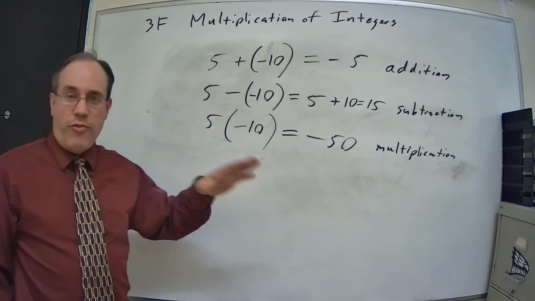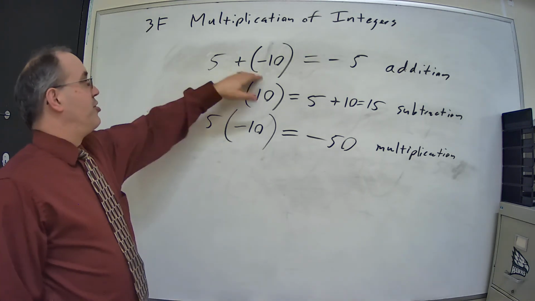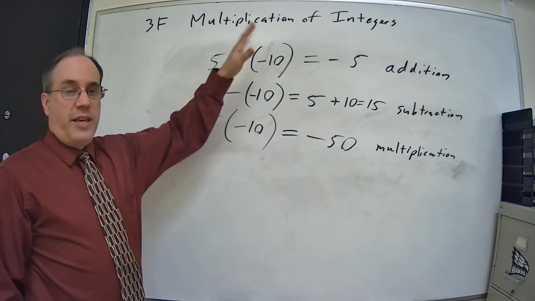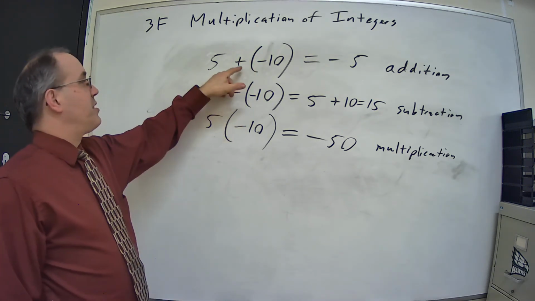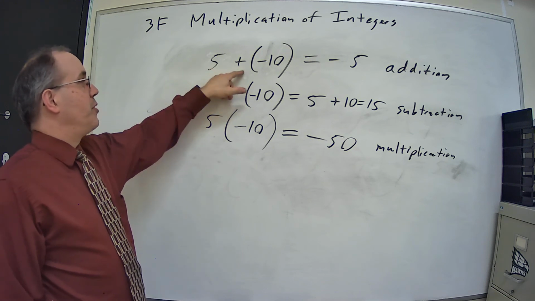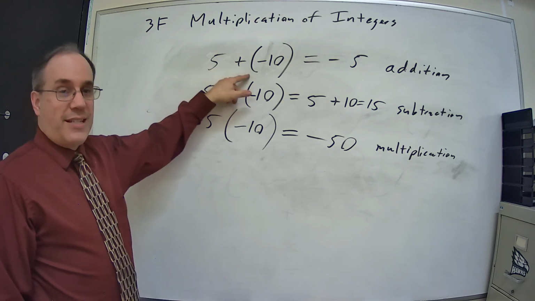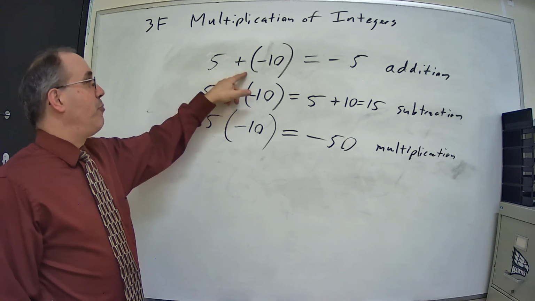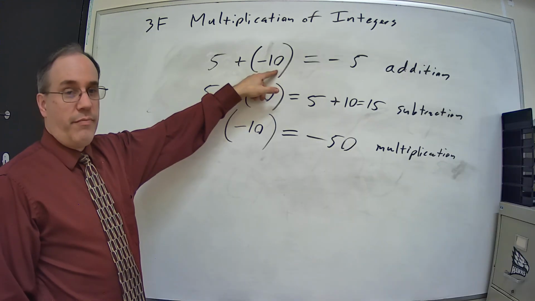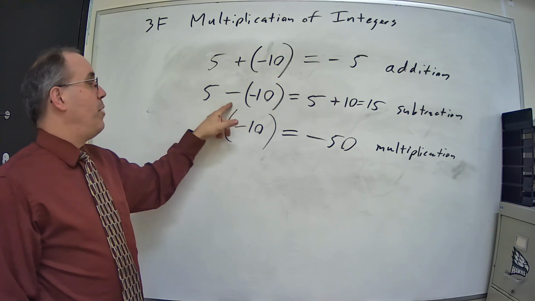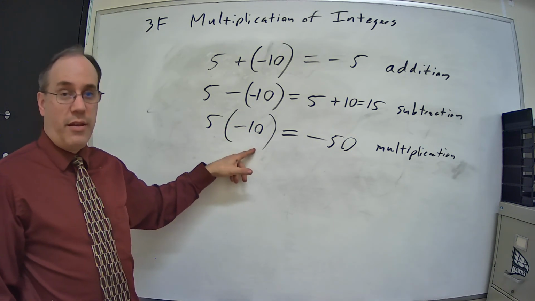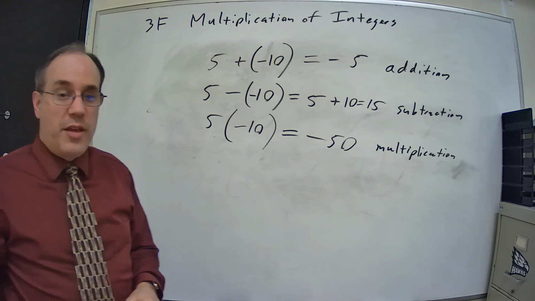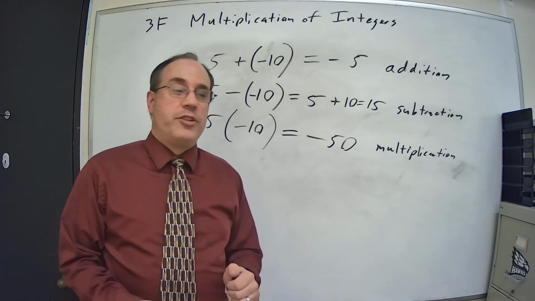So just be careful and be aware of this. Don't fall in the trap of thinking that every time you see parentheses, you're multiplying. If there's a sign outside the parentheses between that and another number, it's telling you to do that operation. That's 5 plus negative 10. 5 minus negative 10. 5 times negative 10. So be careful about those. But that finishes multiplication of integers.